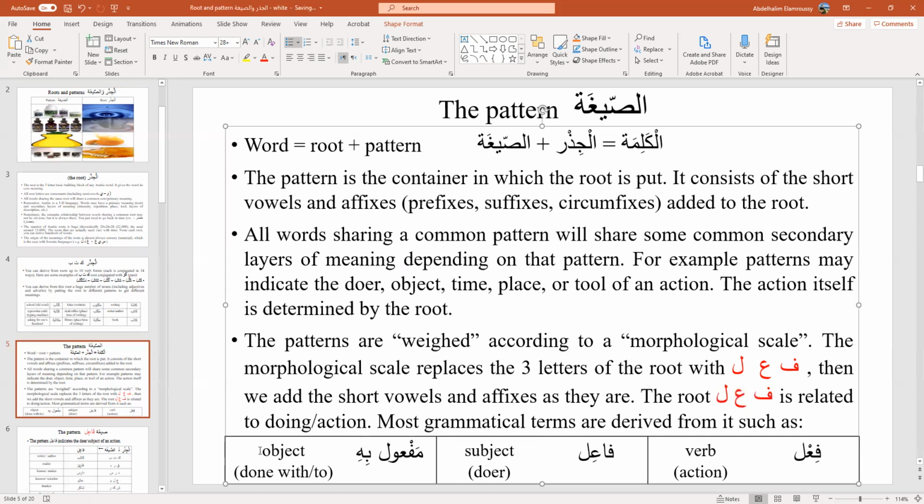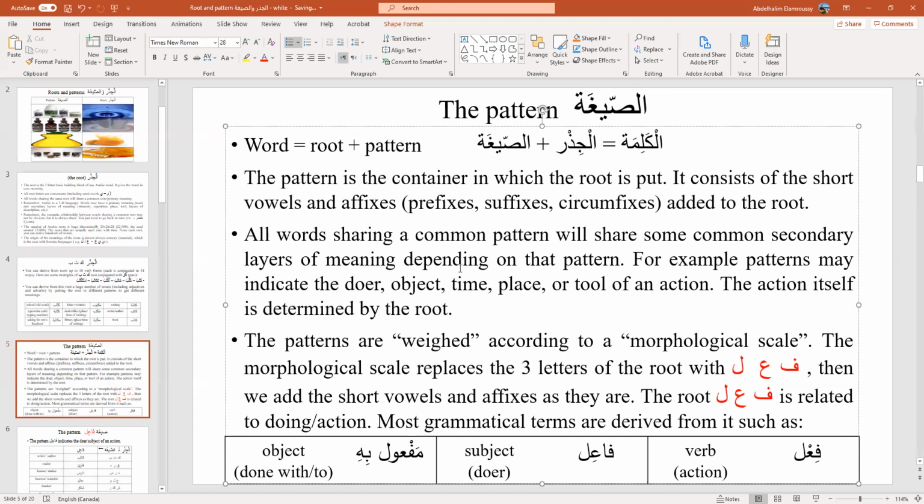Maf'ul bihi, grammatically the object, literally means the done to or done with, like the thing that the action was done with, or the person that the action was done to. Again, the pattern is the container in which the root is put. The root is the liquid that is put inside that container, and the pattern consists of the short vowels and affixes that are added to the root.